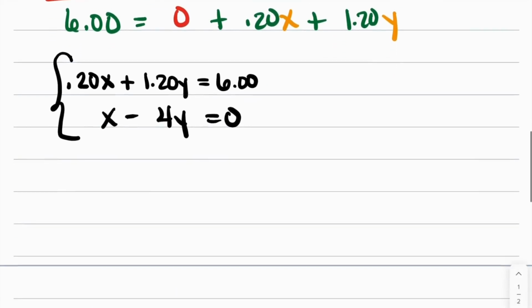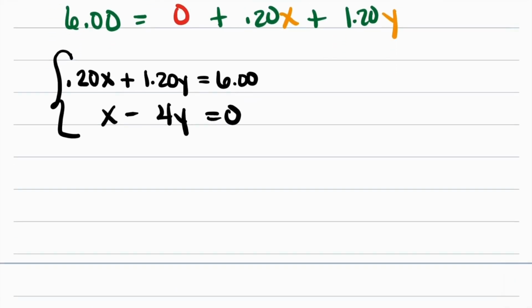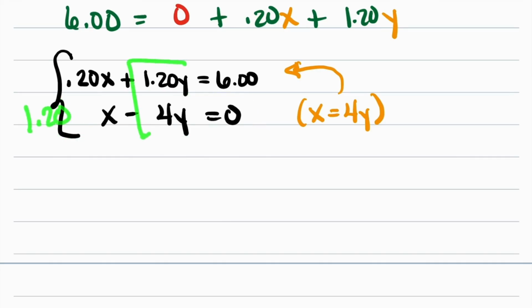Now you can solve. The substitution method would be easier on this one, because they told us that x was 4 times y, so you can just substitute into that equation. If you were doing elimination, you could multiply this equation by a positive $1.20 and then these would cancel out. But I'm going to do the substitution method here.